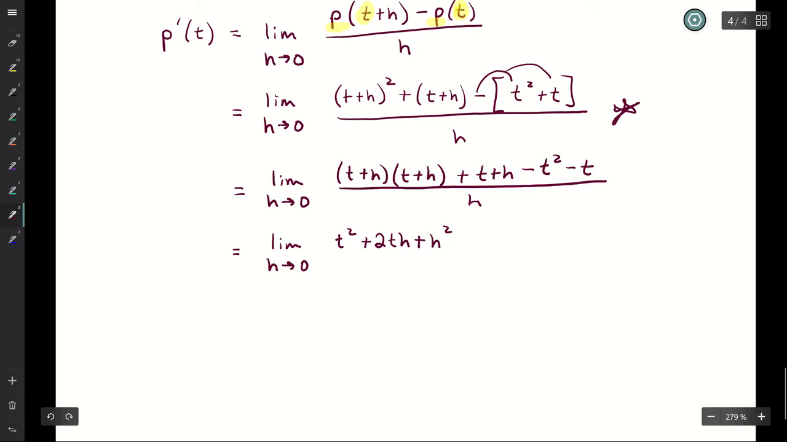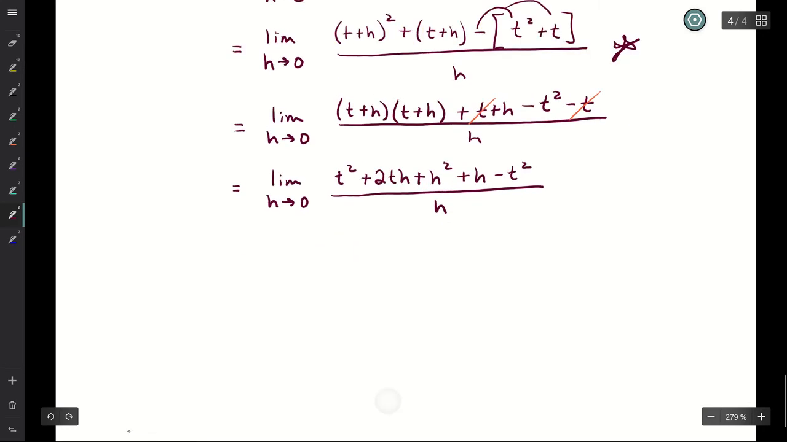All right, notice over here, we can go ahead and cancel some things. There's a positive t squared there and a negative t squared there, so those can cancel. So we're going to have plus h minus t, and then all over h.